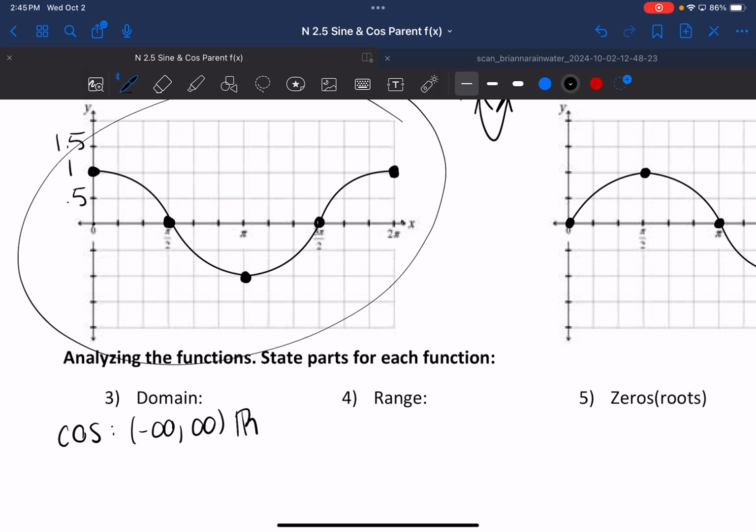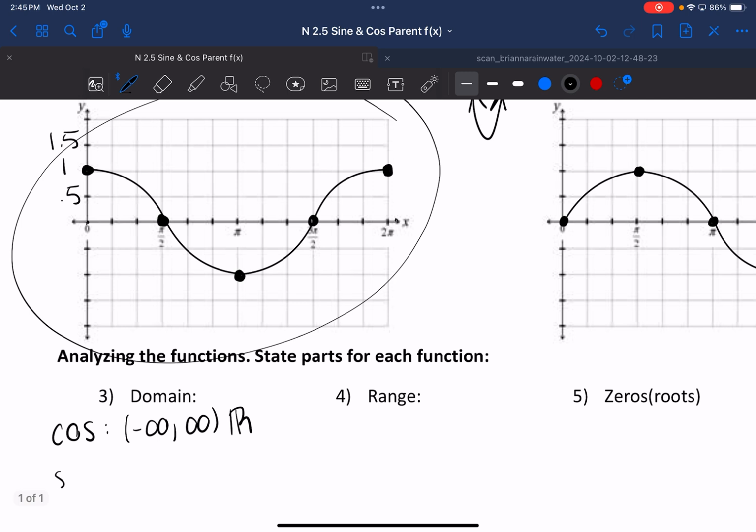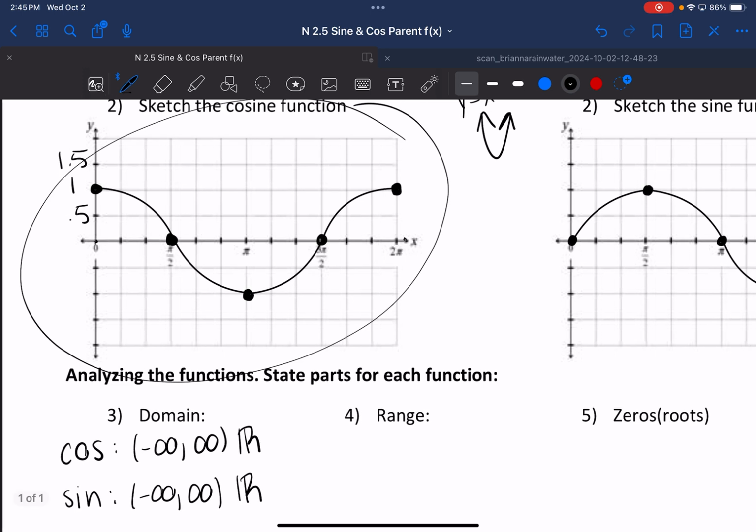Okay, what about for sine? What would its domain be? Same thing, right? We know the exact same stuff to be true as we continue around the unit circle. Okay, so it also goes from negative infinity to positive infinity, or all real numbers.